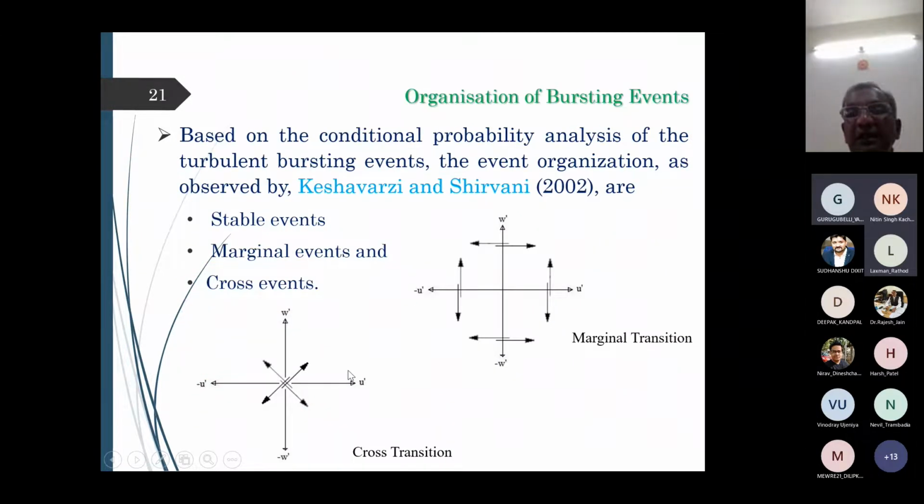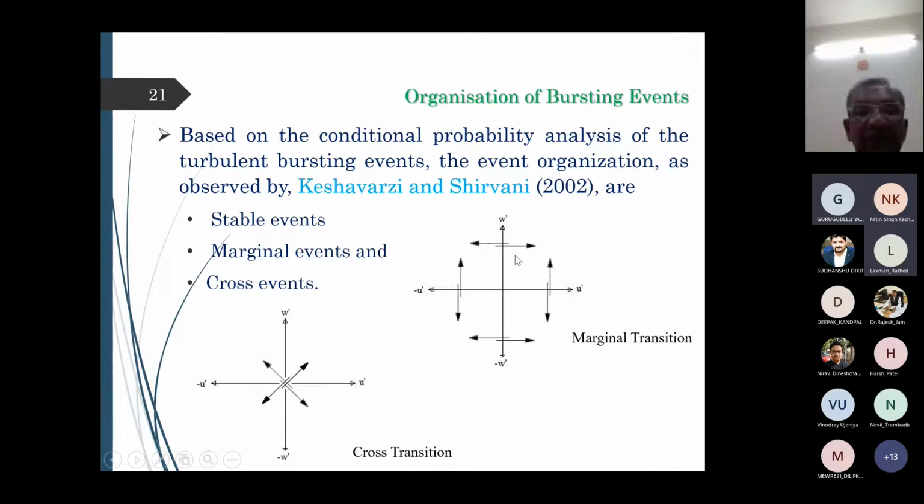Now, organization of bursting events. We talk about stable events. For example, in the current measurements at a time T1 you have a bursting event, and next you are getting again the same particular feature of the event. That is basically called stable events, right?